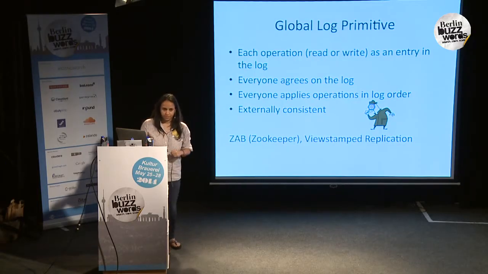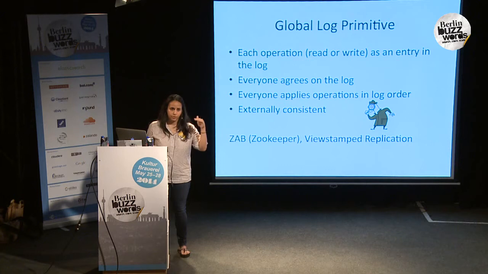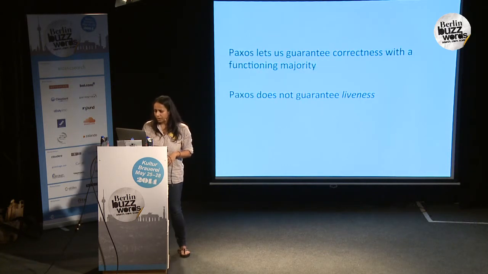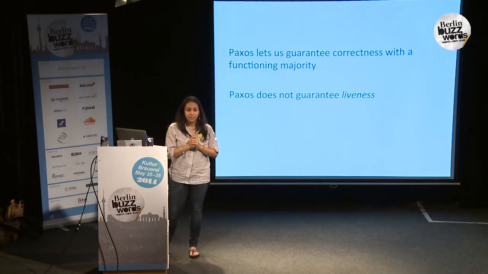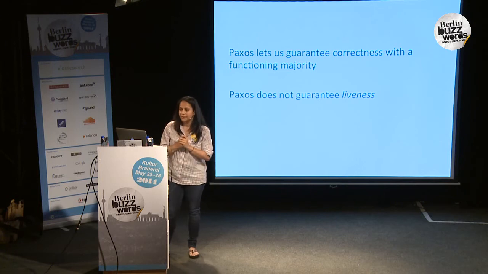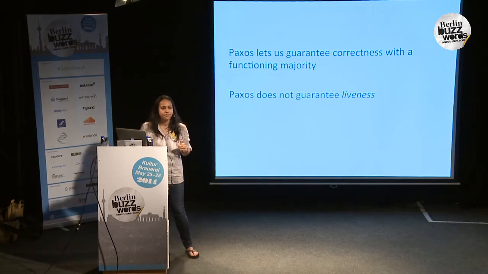Like I said, this is externally consistent. An outside observer can look at the log and see exactly what the values are for the entire system. And so what does this have to do with the CAP theorem? Well, Paxos lets us guarantee correctness with a functioning majority, but it does not guarantee liveness. And liveness is the idea that things will progress, that the system will make progress.